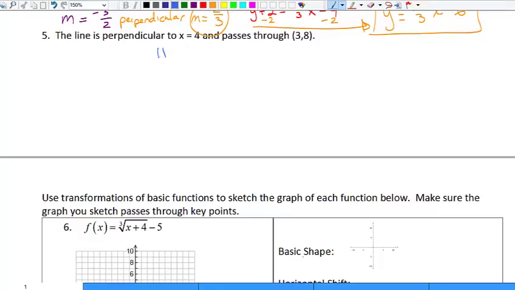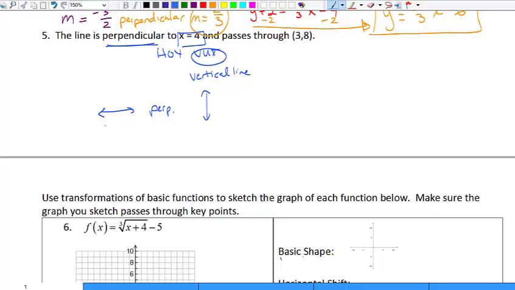So if we think about our Hoyvuk's, x equals 4 is definitely a Vux problem. So this is a vertical line. If x equals 4 is a vertical line, what is perpendicular to a vertical line? Well, a horizontal line is perpendicular.